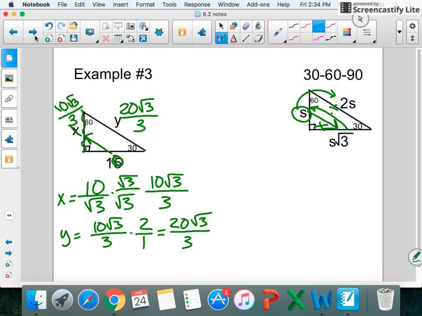So always get your short side and base everything off of the short side. So if you're not given the short side, that's the first side you want to find.